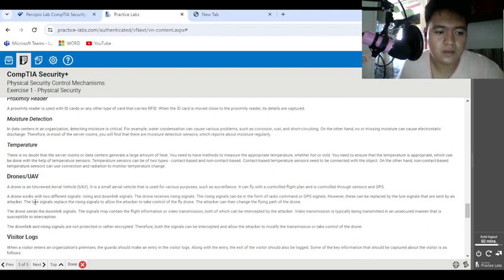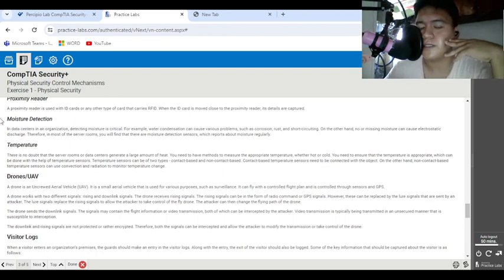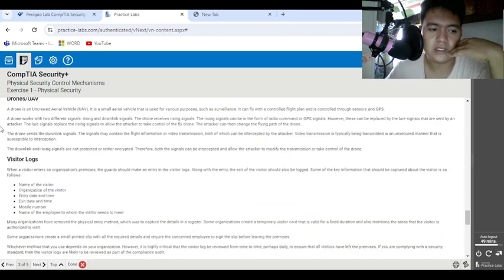Drones. A drone is an uncrewed aerial vehicle, a small aerial vehicle that is used for various purposes, such as surveillance. It can fly with a controlled flight plan, controlled through sensors and GPS.